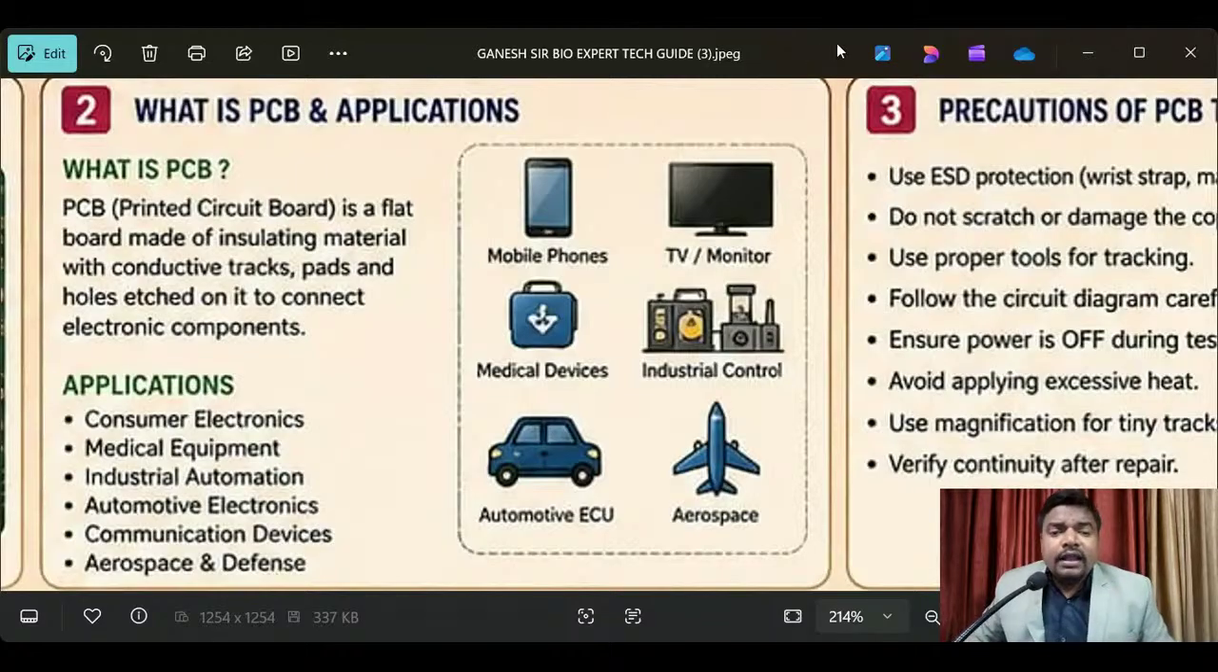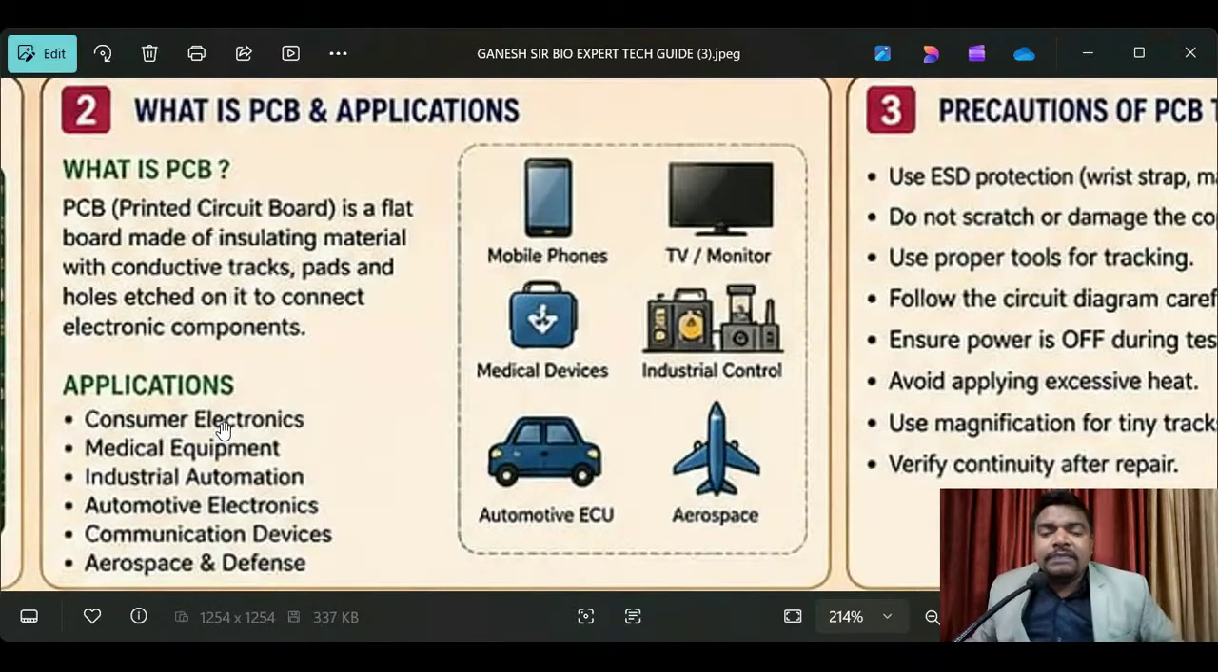Now, the second point. What is PCB? I have given the definition and applications here. In PCB applications, I'm giving only a few small points, but every electronic component, not only medical equipment, definitely has a PCB. If you know all these things, not only as a biomedical engineer, if you are technically perfect you can do anything and get many opportunities. Okay, basic things are very common.